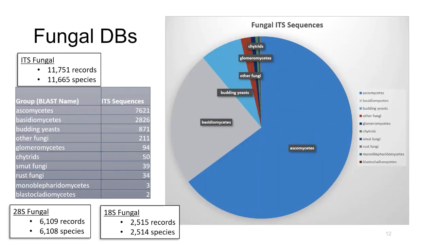The fungal database is smaller. There are 11,751 records, 11,665 species represented. And again, this is a breakdown of the ITS fungal here. There are also the 28S and the 18S. They're slightly smaller databases. This is again a breakdown by BLAST names. So these are not necessarily names that fungal taxonomists would like to use. Barbara didn't like them very much actually, but they're good handles for groups of fungi.